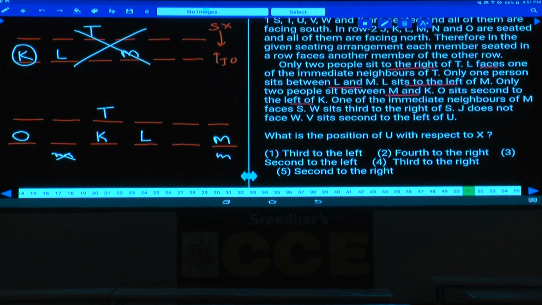One of the immediate neighbors of M faces S. Now, this person is the neighbor of M. This person is facing S, hence S must be here. And W sits second to the right of S. As W sits second to the right of S, W must be here.